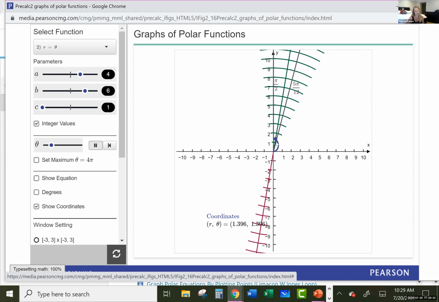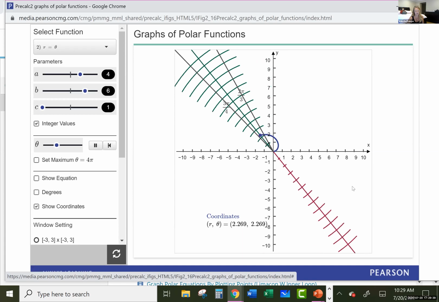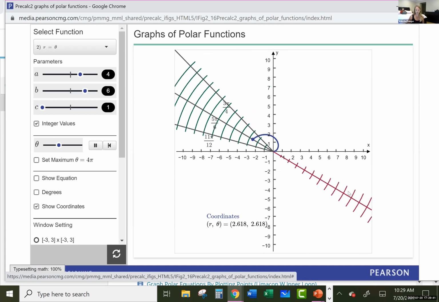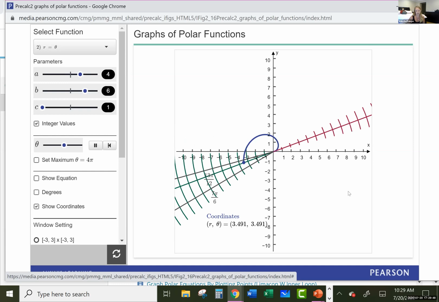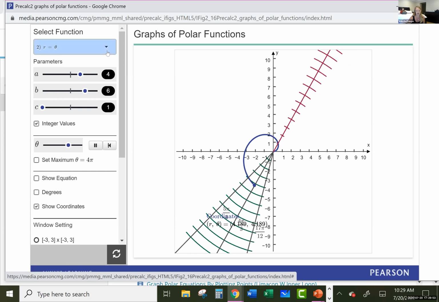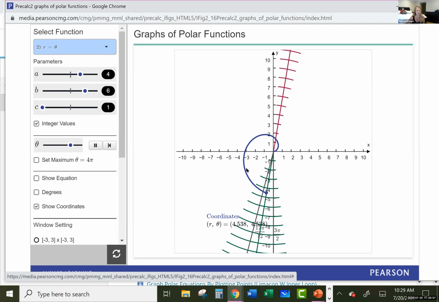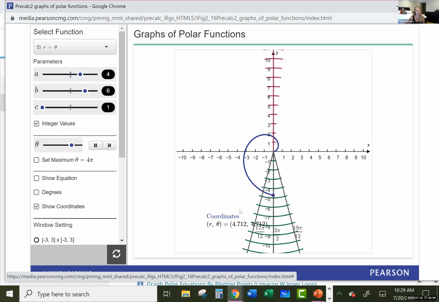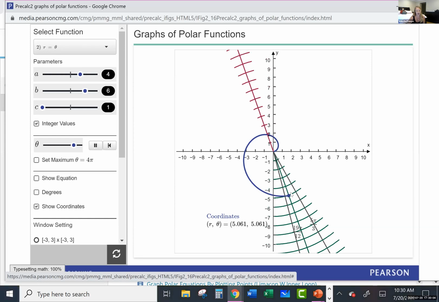So again, you're sweeping out and you're going to get this spiral shape in here. It's going a little slow, but basically, again, you're plotting all your theta values, and the theta value is the same as your r value.